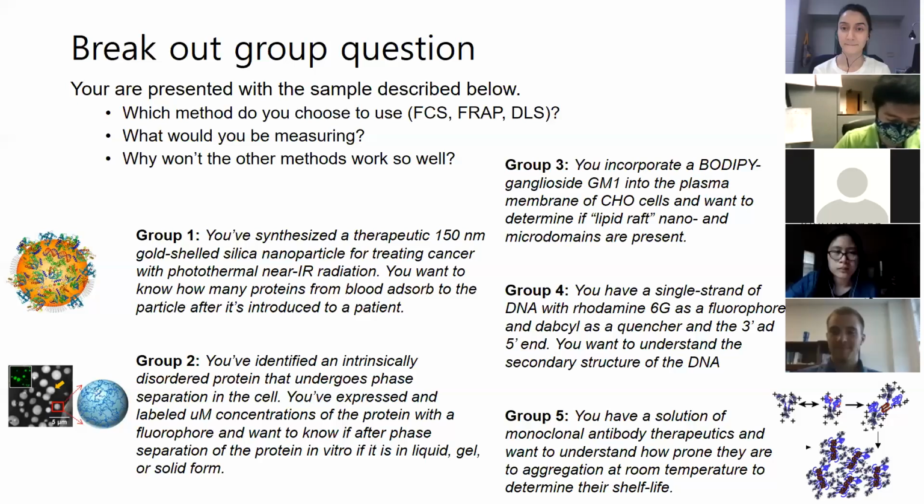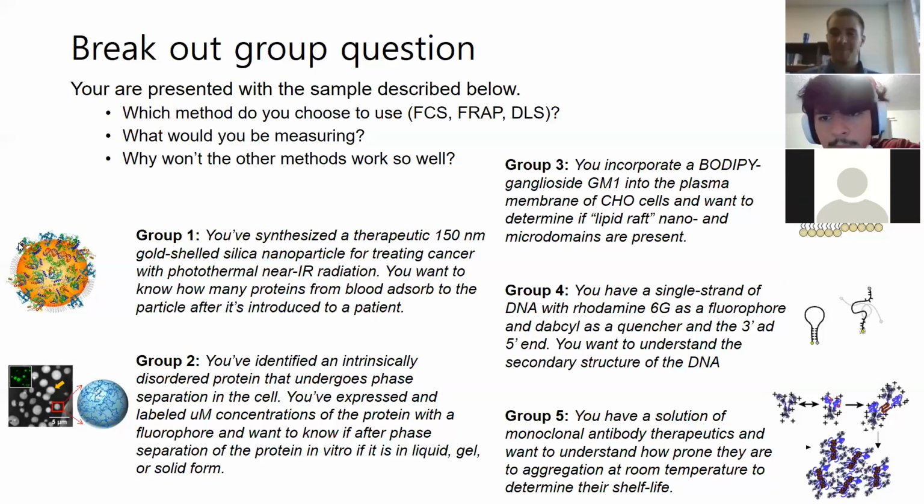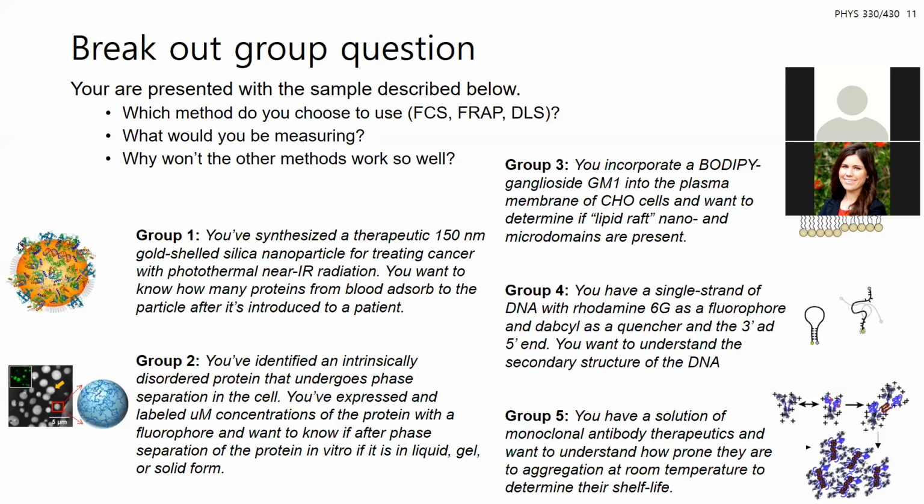And then let's move on finally to group 5. So we were primarily deciding between FCS and DLS. And I think we settled on FCS primarily because typical monoclonal antibodies are around the tens of nanometers range. So we figured that FCS would be most ideal for that given the size, even with aggregation.